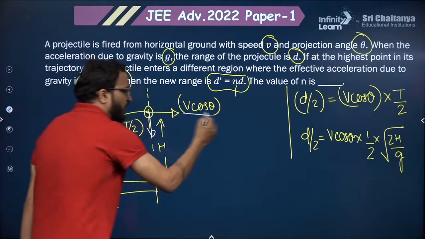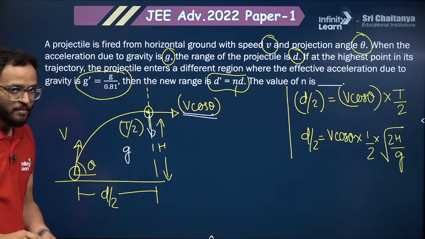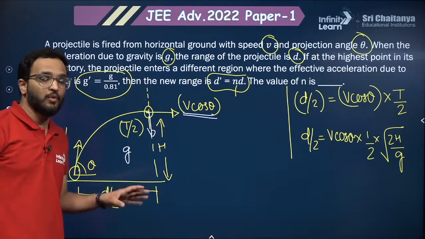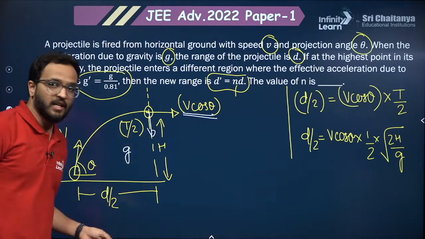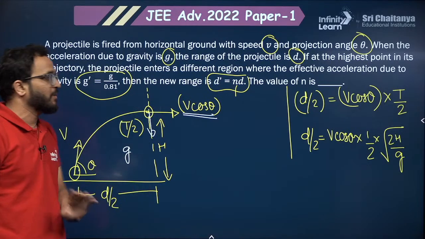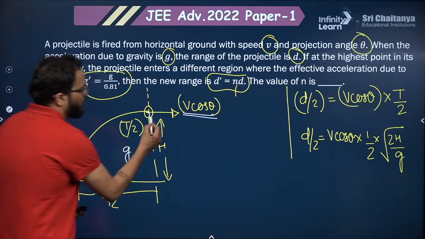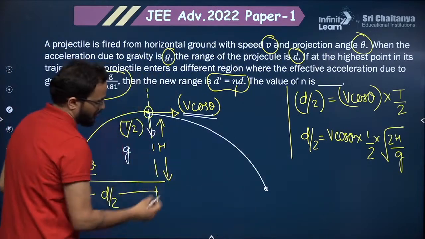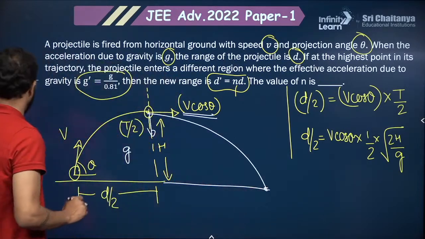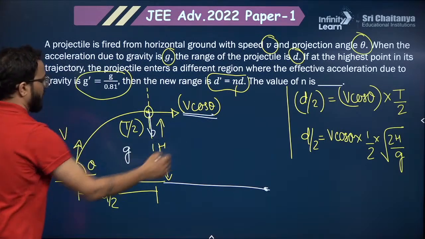So will this affect it? No, horizontal velocity will not be affected. What will be affected? Only the vertical motion, and in vertical motion only the time in which it will come down, that will be affected. So in how much more time will it come down? Let's figure that out.